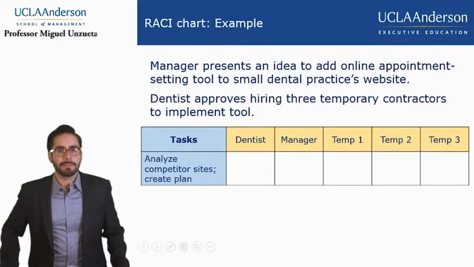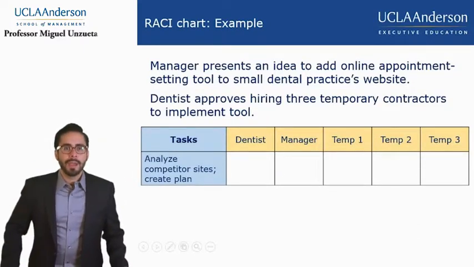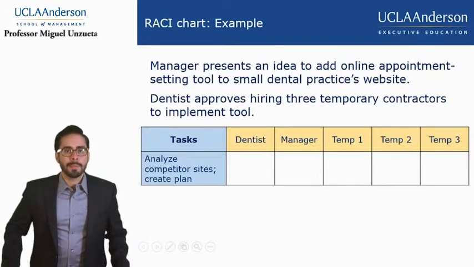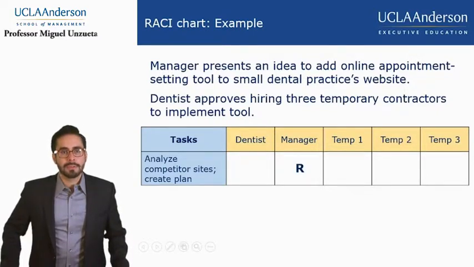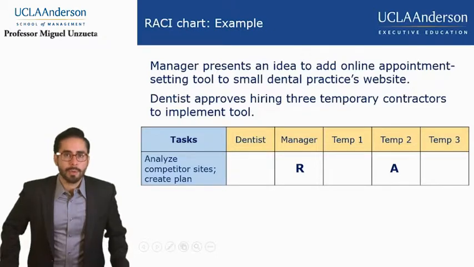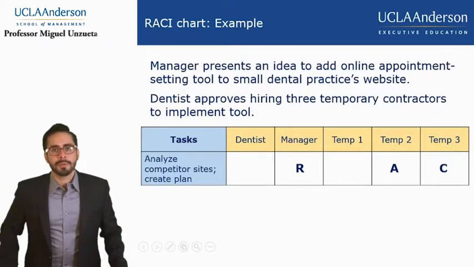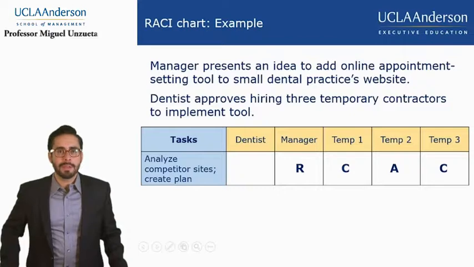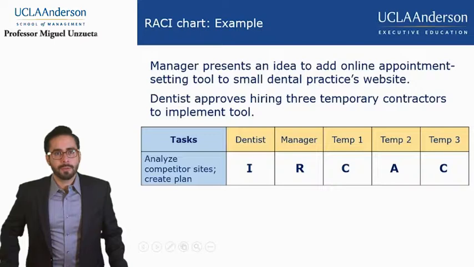So the first task is to figure out what competitors are doing and create a plan for trying to either implement something similar or something better than what everybody else already is doing when it comes to online appointments. In this case, the manager would be responsible for figuring this out. The manager does have hired temporary help. So what the manager can do is delegate this particular task to temporary worker number 2. Of course, temporary worker number 2 can consult with his teammates, that being 1 and 2, and the dentist, of course, would be informed as to what's going on.